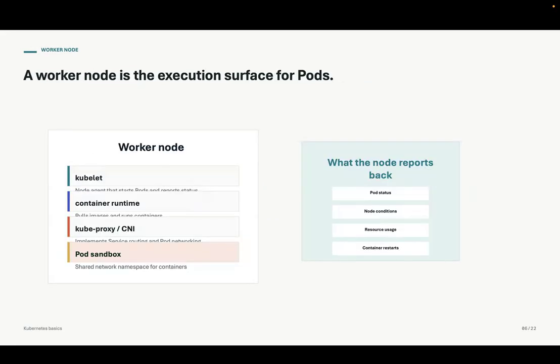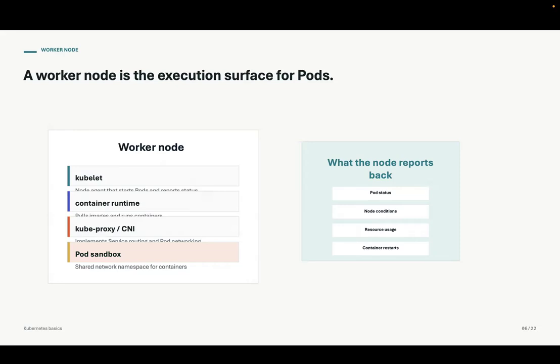Moving on to the worker node. A worker node is where the workload actually runs. The kubelet is the node agent, which is running on every worker node. It watches for pods assigned to that node, and it asks the container runtime, which is also part of every worker node, to start the container, run health checks, and report the statuses back to the control plane.